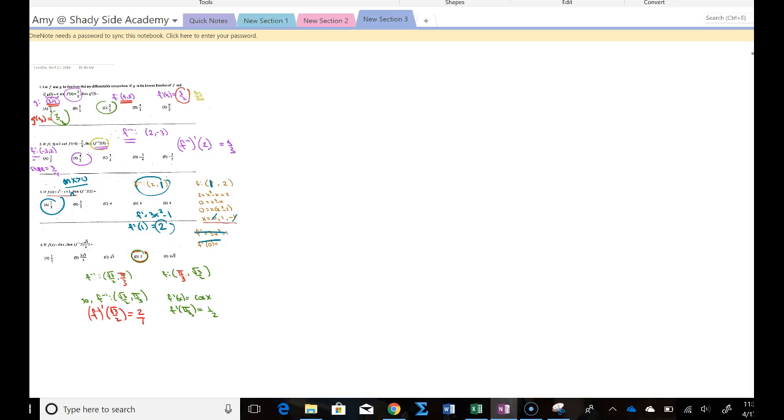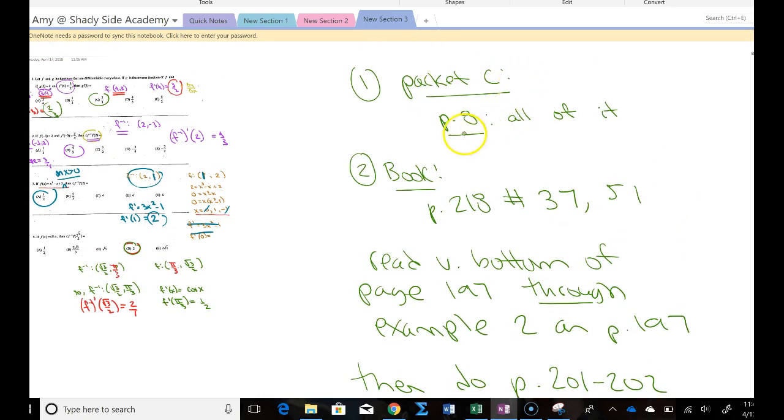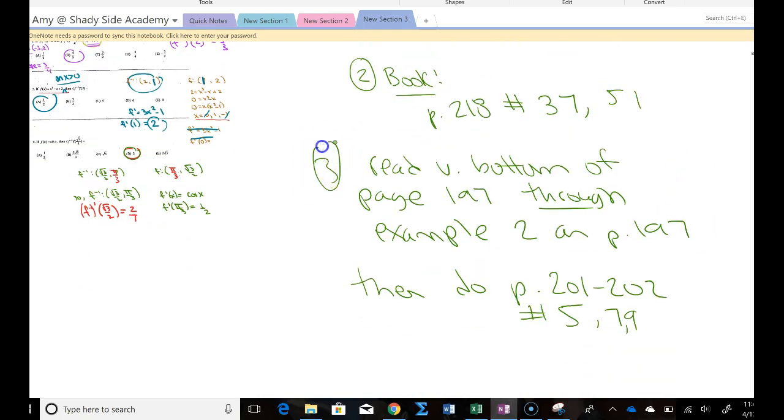Let me put your homework up. Okay, here it is. Packet C, please do page 8, all of it. In your calculus textbook, please go to 218, do 37 and 51. And then this last part, I guess it's number 3. In your text, read from the very bottom of page 197, right there in blue. It says, increasing or decreasing functions are one-to-one. I want you to read that, and then read through example 2 on page 197, okay? And then do pages 201 to 202, numbers 5, 7, and 9.